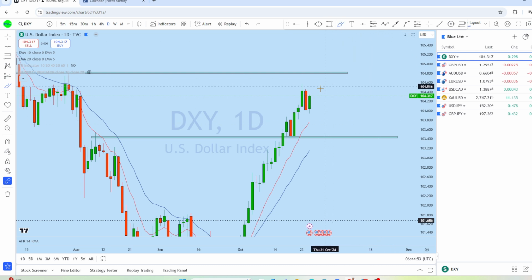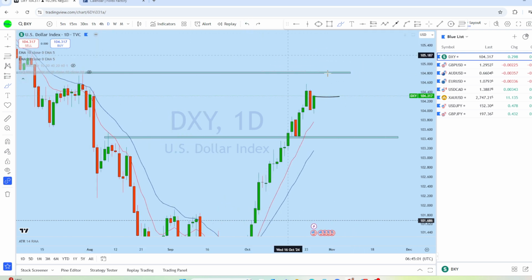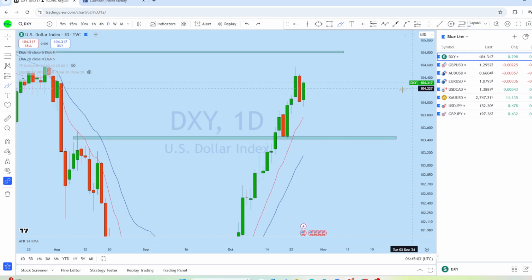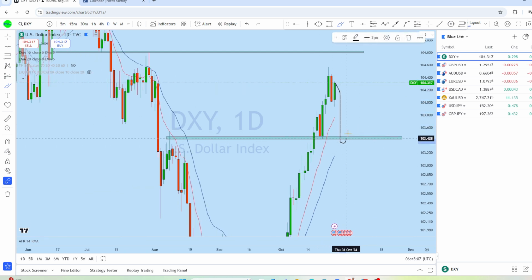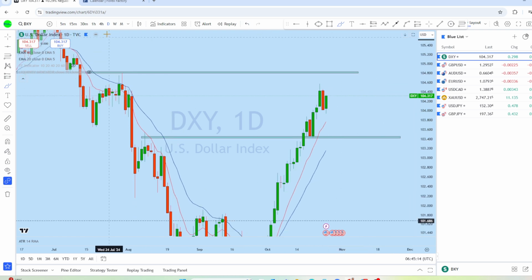One is for the market to manage to bounce back, respecting this daily candle to the upside, to break this high. Another probability is for the market to drop again to this support level here and then bounce back to the upside again to approach that resistance line.